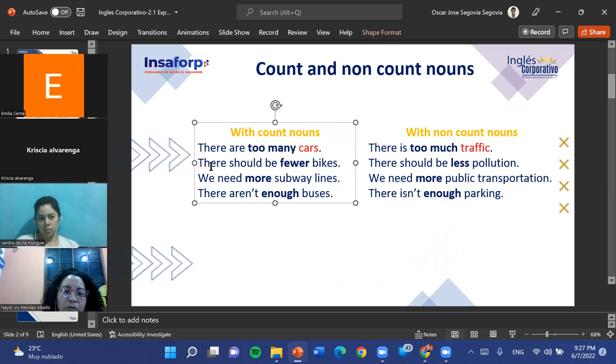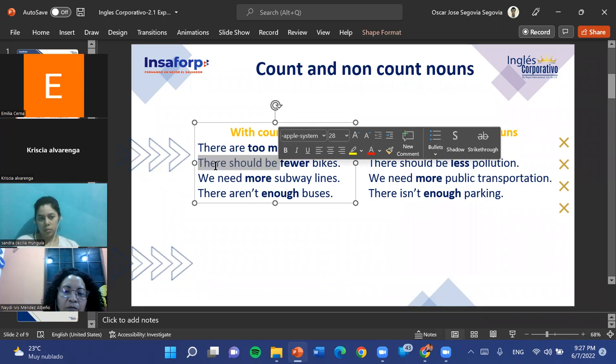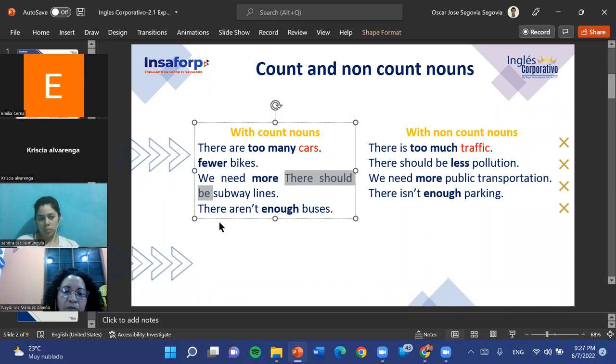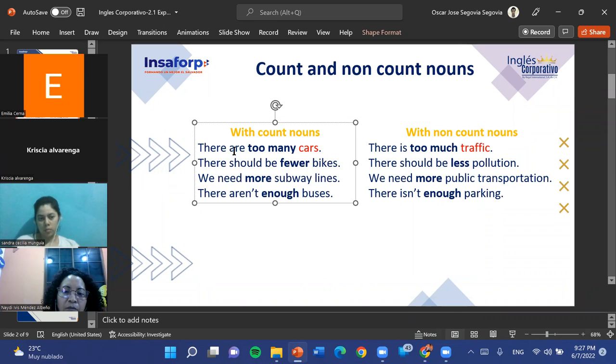Now, it is very different when we use this structure. There should be, see, there should be. Porque si ustedes se fijan, cuando tenemos aquí solo there are, o sea, es simplemente algo que nosotros podemos ver, ¿verdad? Algo que existe, al menos aparentemente, alrededor de nuestra realidad. Entonces, there are se utilizará para eso. Igual el caso de there is, simplemente para poder mencionar aquello que existe, ¿sí? O aquello que nosotros podemos visualizar.